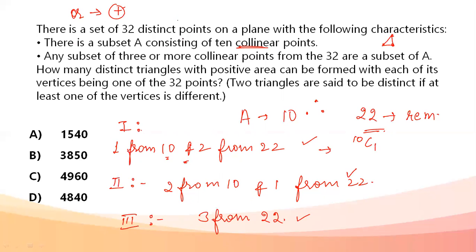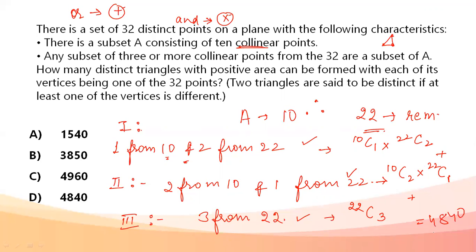And whenever it is "and," I do multiplication. And is always multiplication: 10C1 into 22C2. Next, 2 from 10, 10C2 into 22C1. Next, 3 from 22, 22C3. Now, adding all of these, when I find the values of 10C1 into 22C2, 10C2 into 22C1 and 22C3, and add them, I'll get the answer as 4840.